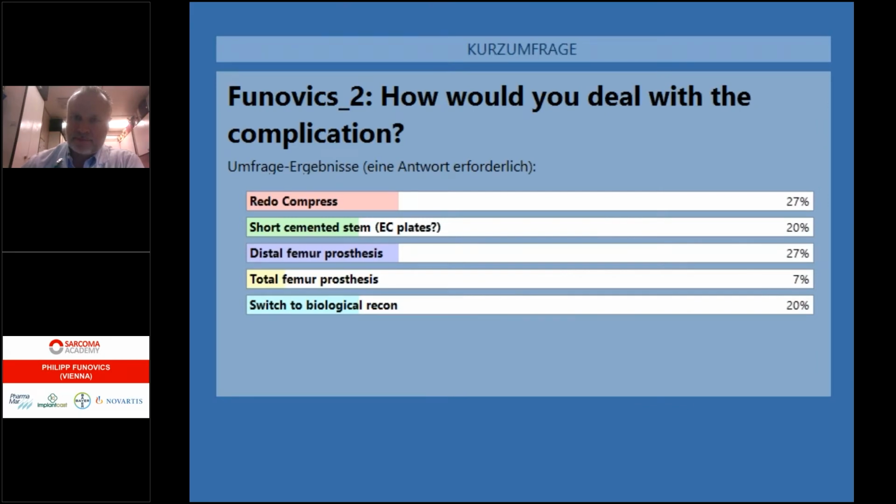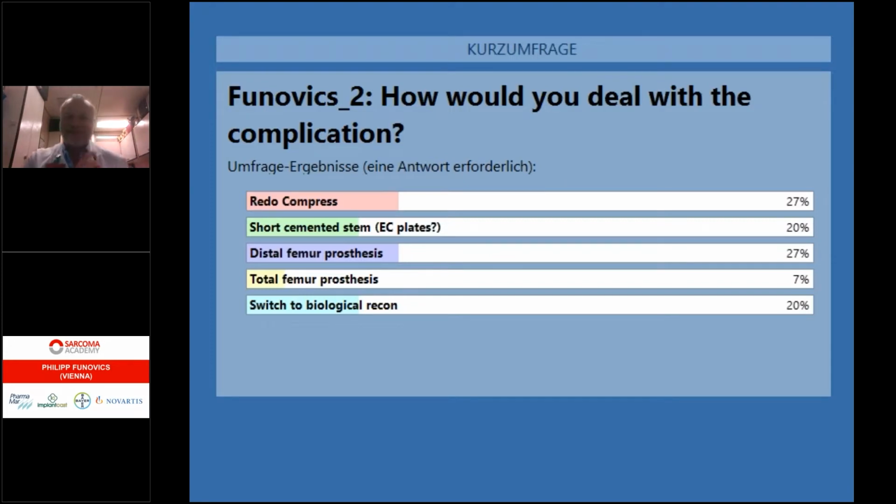Yes. For the redo compress, it's 27%. For the short cemented stem, it's 20%. For the distal femur prosthesis, it's 27%. For the total femur prosthesis, it's 7%, and switch to biological is 20%.